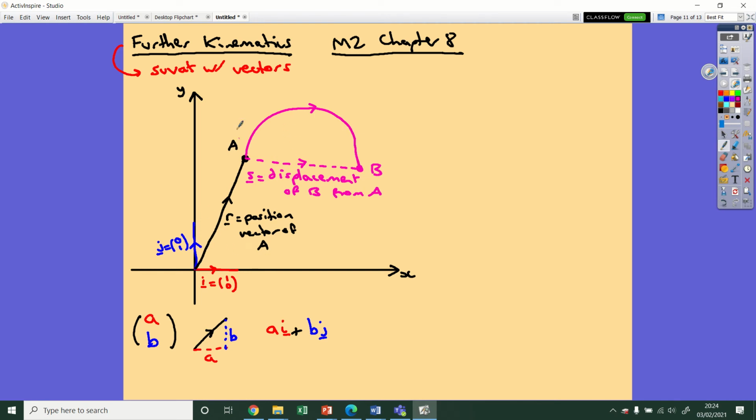Right, if we're then to use SUVAT using our vectors, we've got to firstly think about which of the 5 letters of SUVAT can actually be used as vectors, because not all of them can. So let's write these down. For displacement, we're either using s or r. So it's SUVAT or RUVAT.